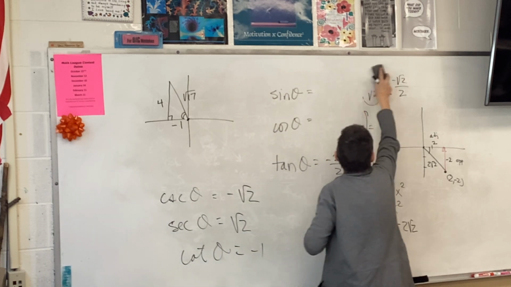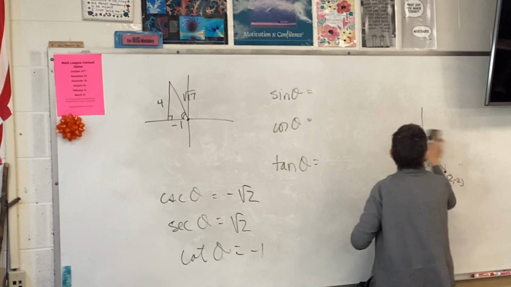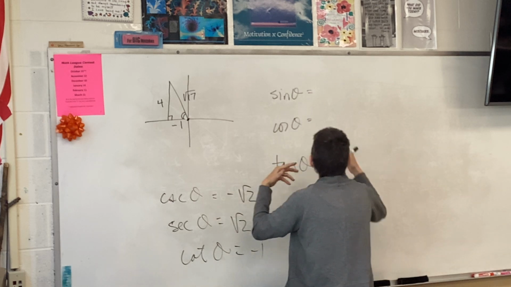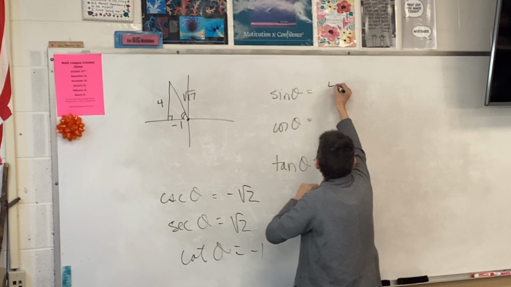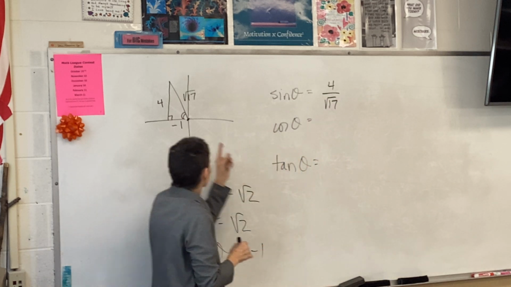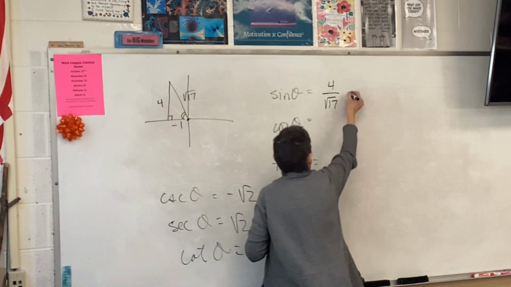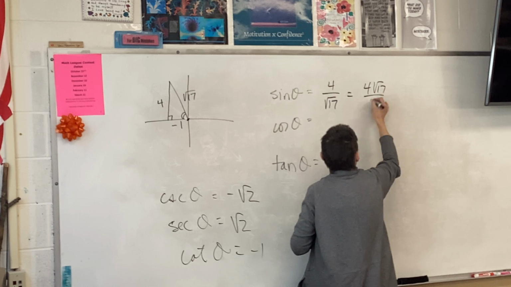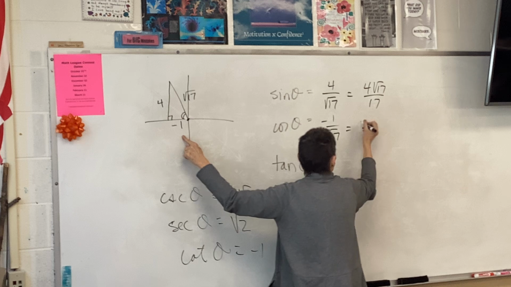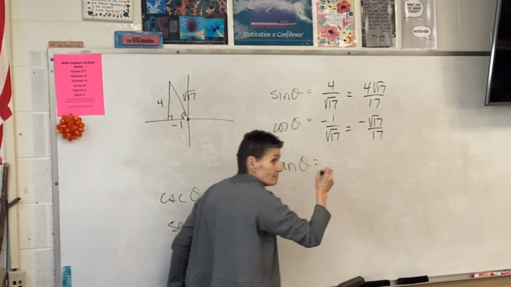All right, now we just have to fill them all in. So what's the sine going to be? 4 root 17 over 17. So yes, I'm going to go one step at a time, but you don't need to. 4 over root 17. Notice it's positive because that number's positive, right? So 4 over root 17, which is 4 root 17 over 17. What's the cosine? Negative root 17 over 17.